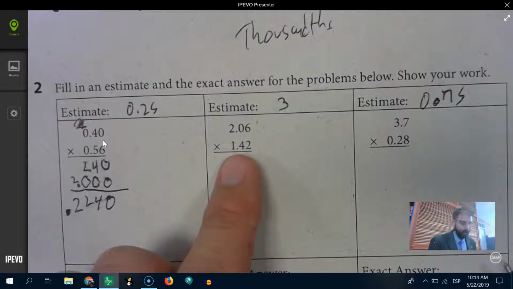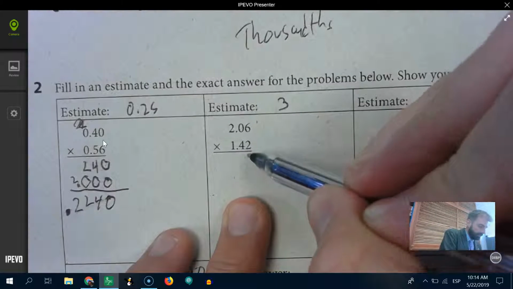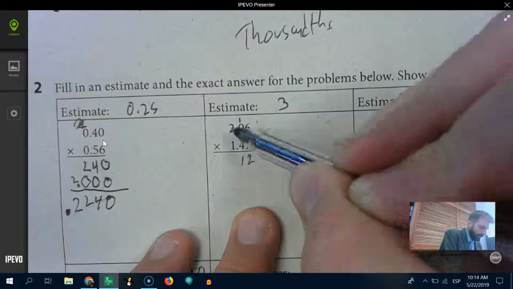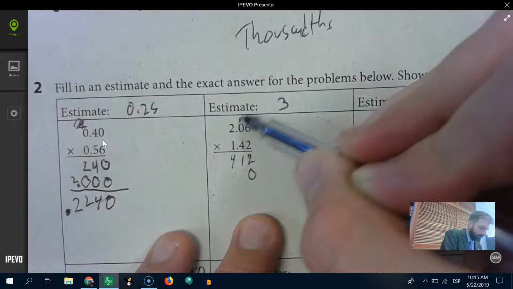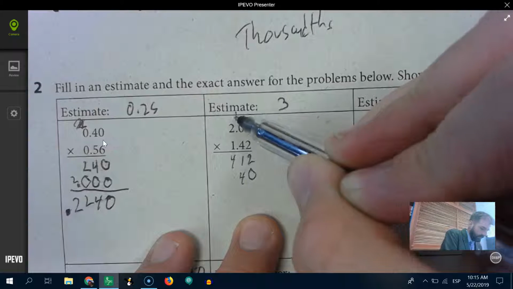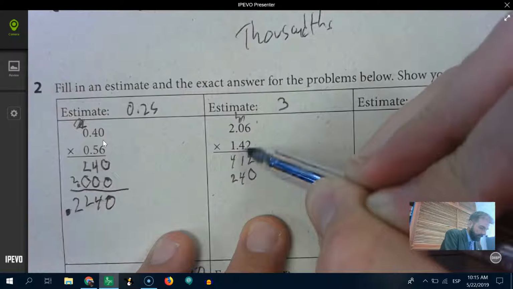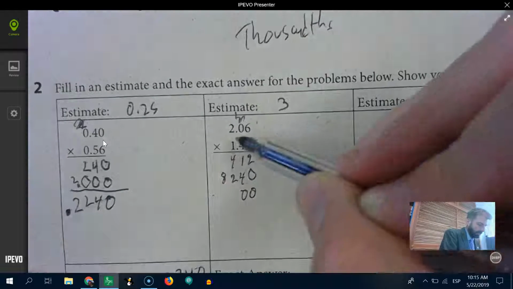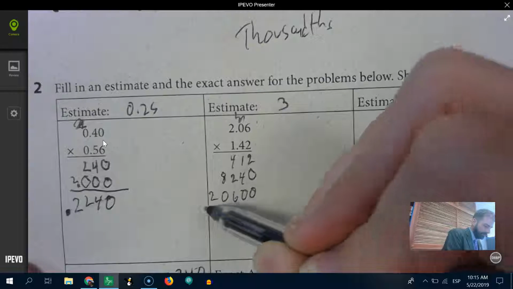Alright, so we have 2 and 6 hundredths times 1 and 42 hundredths. So again, I just multiply. 2 times 6 is 12. Carry that 1. 2 times 0 is 0, plus 1 is 1. 2 times 2 is 4. Go to the next one. Have my 0 there. 4 times 6 is 24, carry the 2, 4 times 0 is 0, plus 2 is 2, 4 times 2 is 8. We need 2 zeros, and then it's just by 1, so I can write that number down, 6, 0, 2.